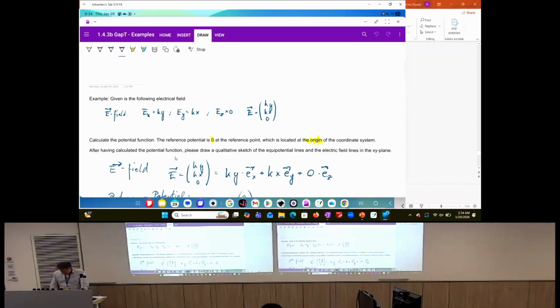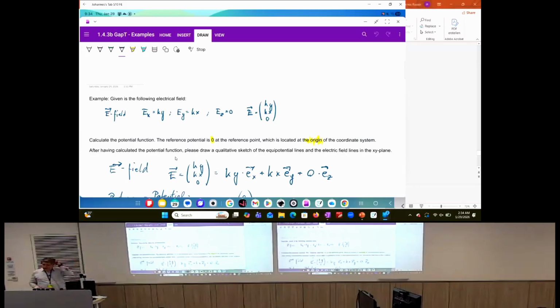And we introduced the potential function last lecture. And you know, the E field is related to the potential function, which is a scalar function. So the electrostatic field is a gradient field. That means you can obtain it from the gradient of a scalar field. So that applies to the electrostatic field.